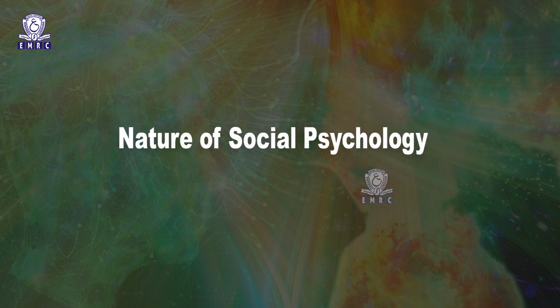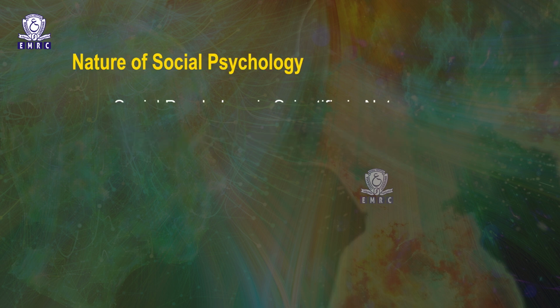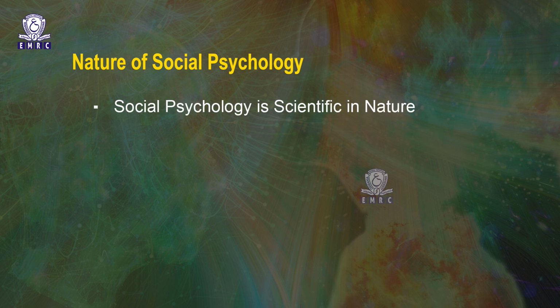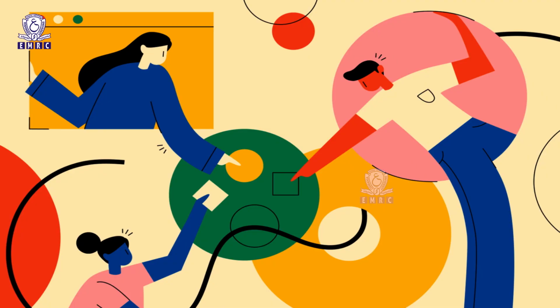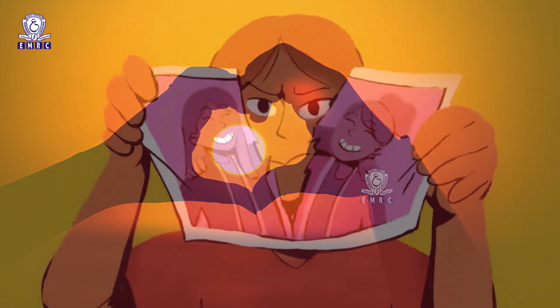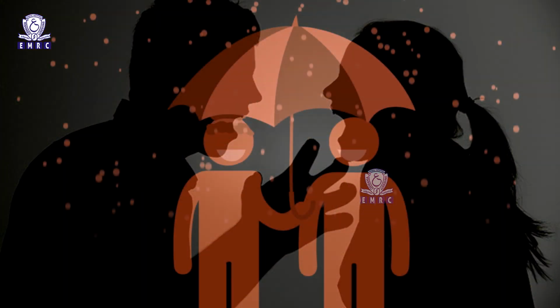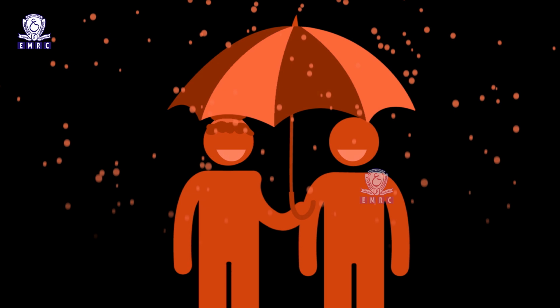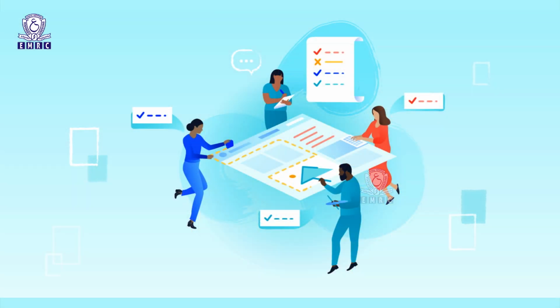Now, let us understand the nature of social psychology. The first element is that social psychology is scientific in nature. So, social psychology is also scientific in its approach in dealing with a range of problems. For example, there may be many explanations which come from common sense theory about interpersonal relations, about the feelings of love, jealousy, aggression, altruism, that is helping behavior, and the roles of individuals in the group.